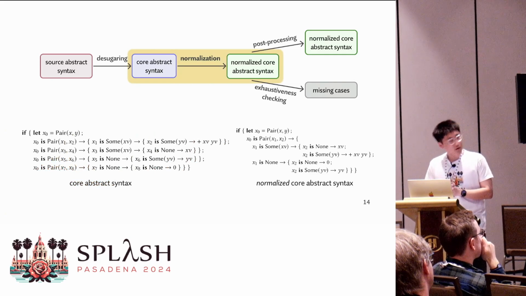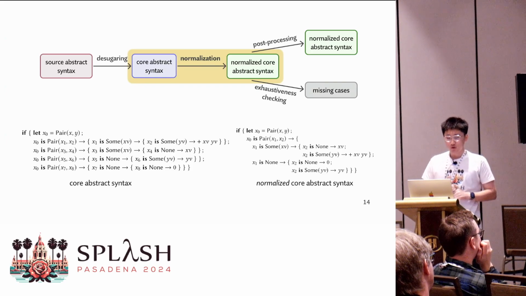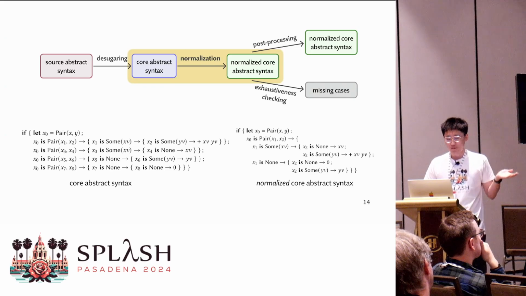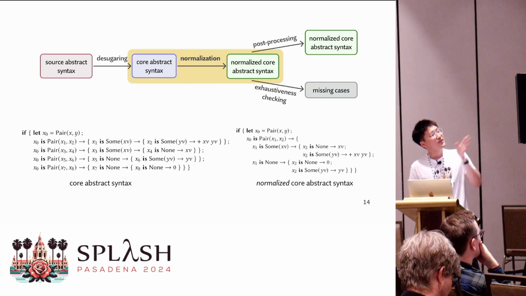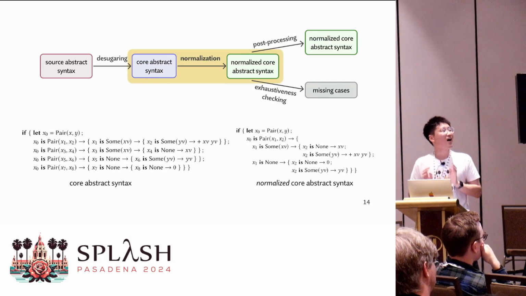To address this, we introduce a stage called normalization, which normalizes the core abstract syntax to what we call normalized core abstract syntax. As you can see on the right-hand side, the repetitive tests are factorized.